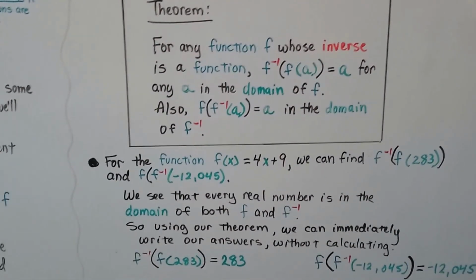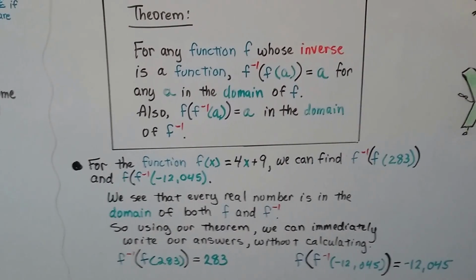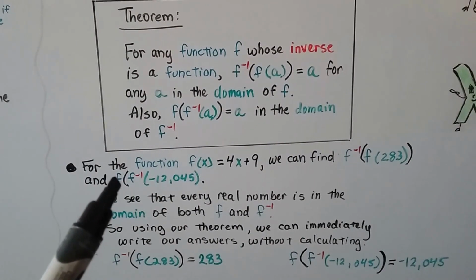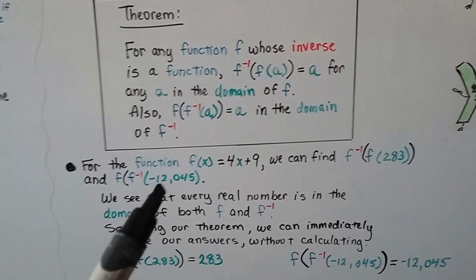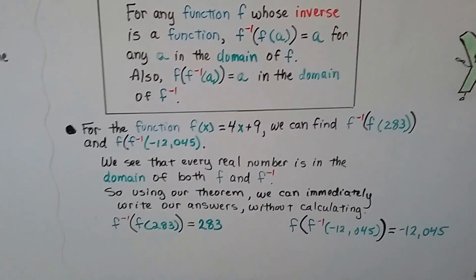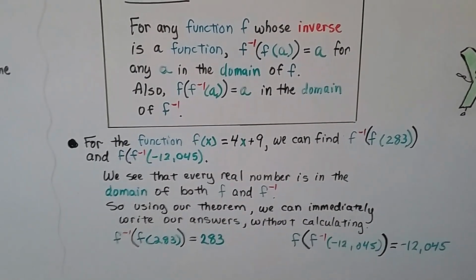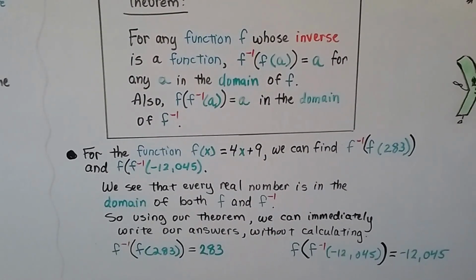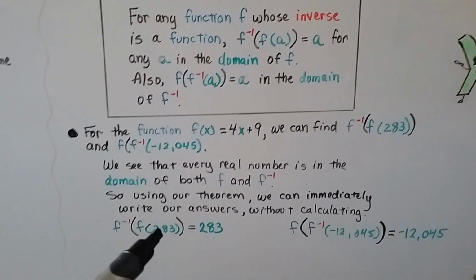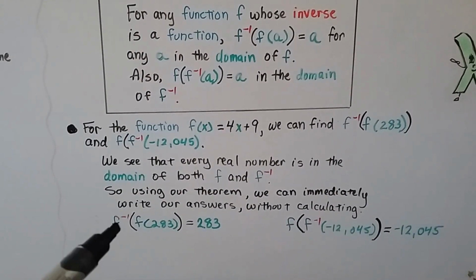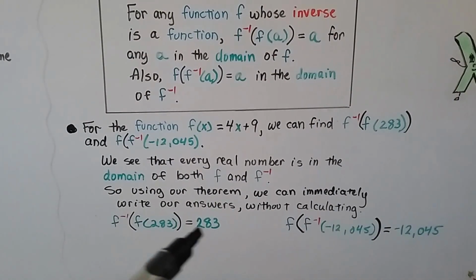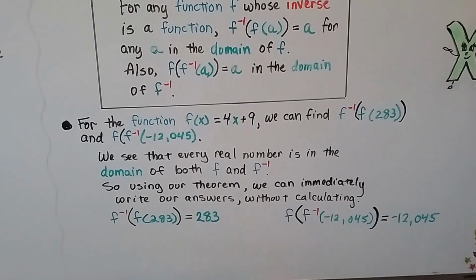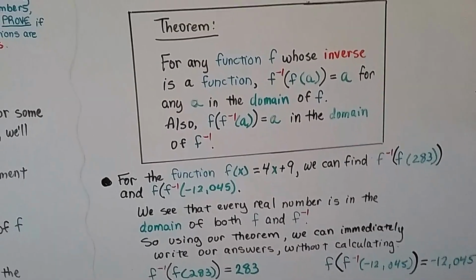So check this out. For the function f of x equals 4x plus 9, we can find f inverse of f of 283, and we can find f of f inverse of negative 12,045. We see that every real number is in the domain of both f and f inverse, so using our theorem here, we can immediately write our answers without calculating. No calculation involved. Whatever's in the parentheses, that's the answer. F inverse of f of 283 is 283. And this one is negative 12,045. See? Does that make our life easy?